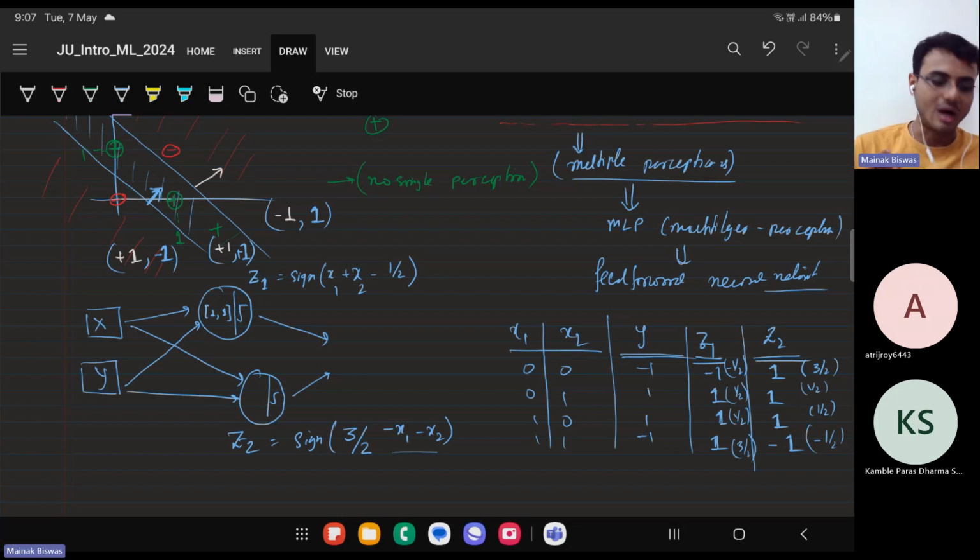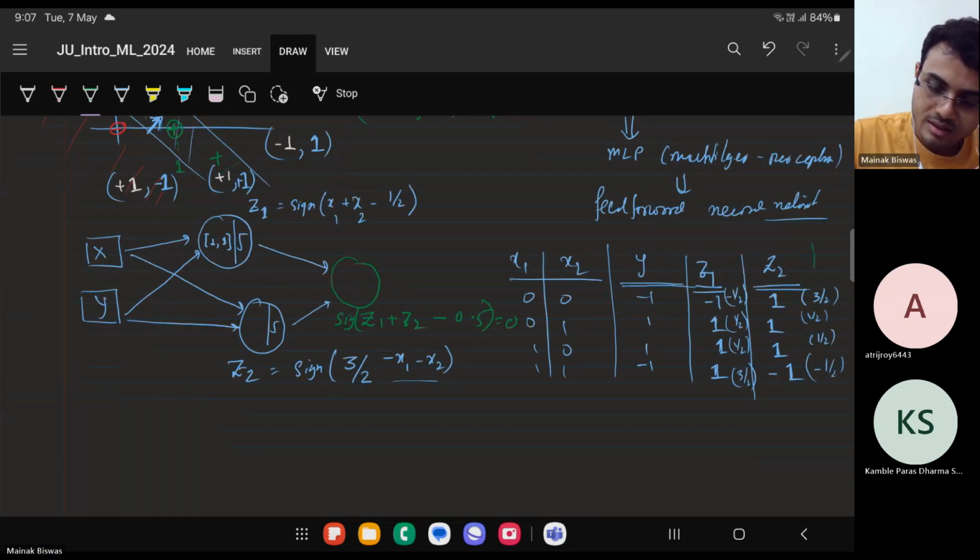Now give me the intuition. How will I merge these two? Can I do something like this? Z1 plus Z2 minus 0.5, sign is equal to the output. If I do this, what will happen?